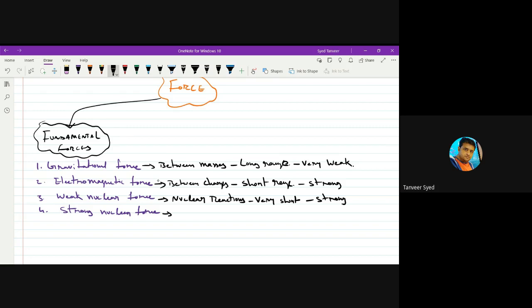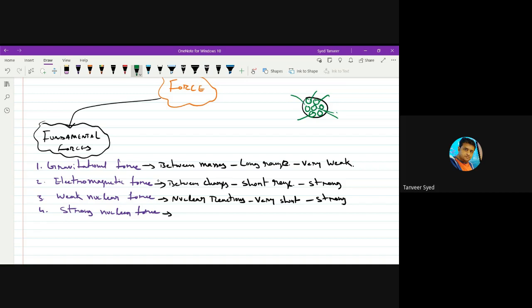You know, protons are positively charged particles. In the nucleus, you have protons and neutrons. Neutrons don't have any charge, so no force due to them. But if you take protons in a nucleus, all are positively charged particles. We know like charges repel. So if protons have positive charge, they should repel each other, move away from each other, and the nucleus should not exist.